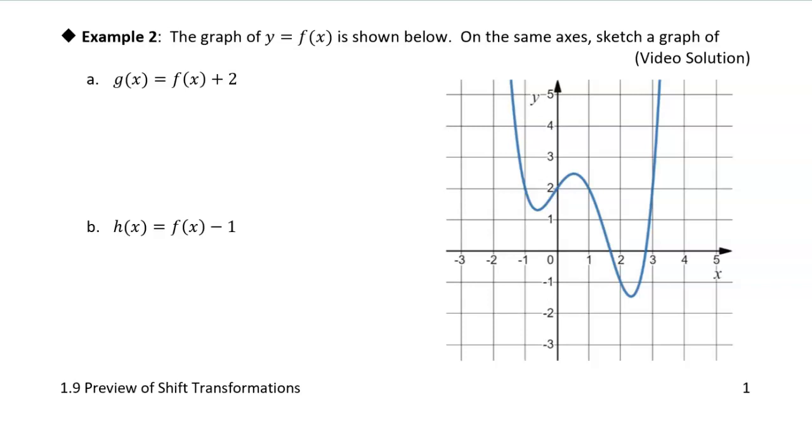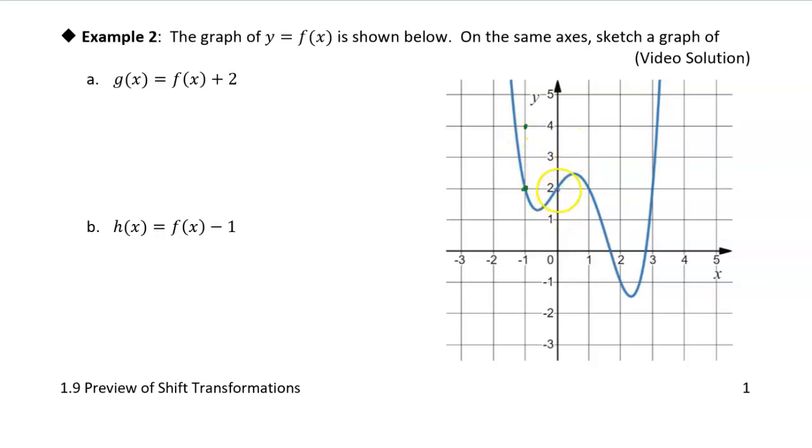All right, so let's start with g of x. All we're doing is taking the output of f of x and adding 2 to it. So for example, you can see this point right here is on the graph of f of x. So when x is -1, f of x is 2. So if I take 2 and add 2 to it, I'm going to end up here, at 4. So the graph of g of x is going to contain the point -2, 4.